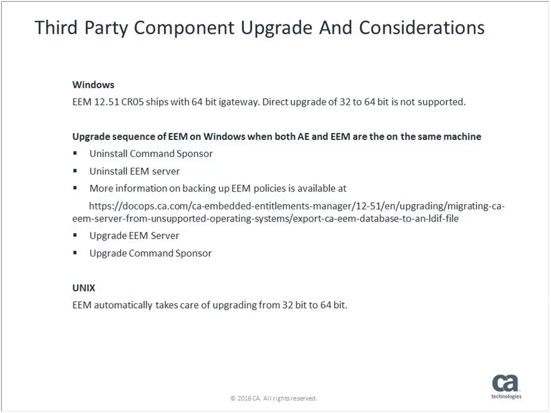And after that, we'll have to start the upgrade of AutoSys, and command sponsor can be installed as well. So this is the sequence of steps one has to follow on Windows when both AutoSys and EEM are on the same machine. On Unix, it is automatically taken care of. EEM supports direct upgrade from 32 to 64-bit iGateway. Hence, this elaborate scheme of things involving manual operations are not required on Unix.